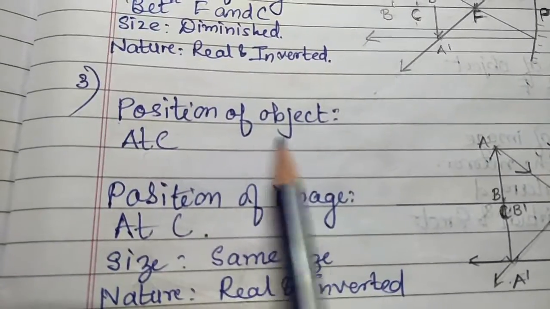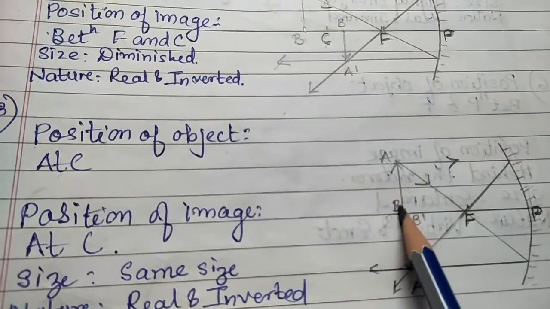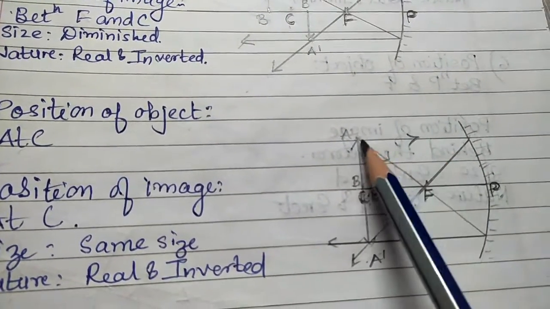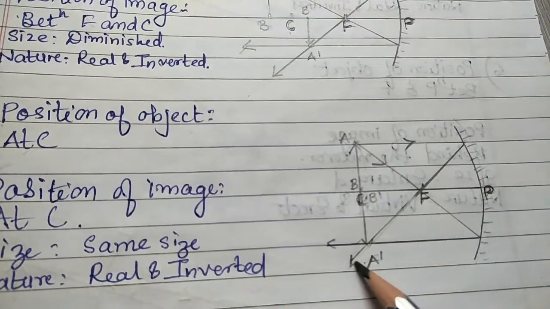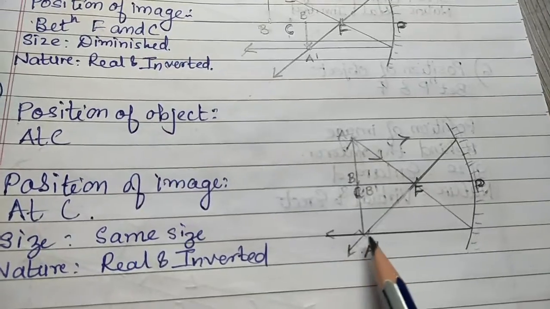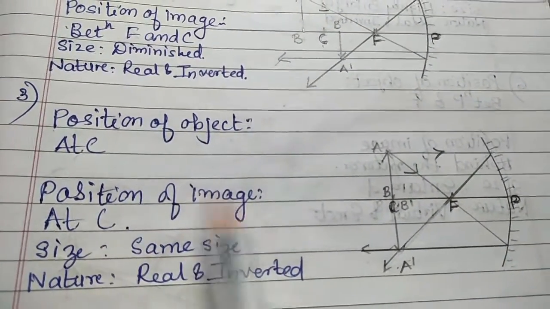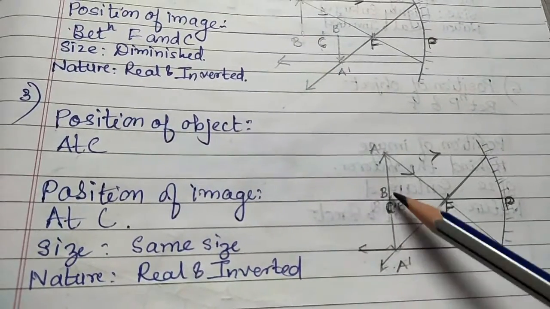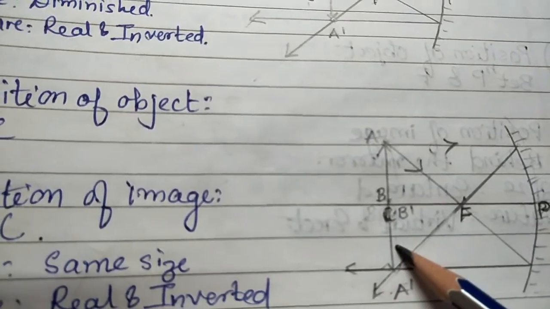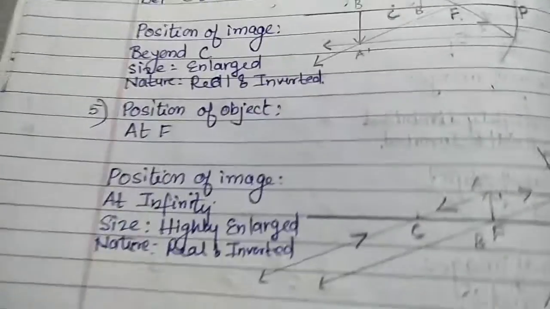Now you go to the next position. Position of the object is at C. Now you can see here, this is the object placed at C. The first ray parallel to principal axis passing through F, and the second ray passing through F parallel to principal axis, are exactly meeting here. So the position of the image is at C. You can see this is the image. It's of same size as that of the object, and it is inverted and real.